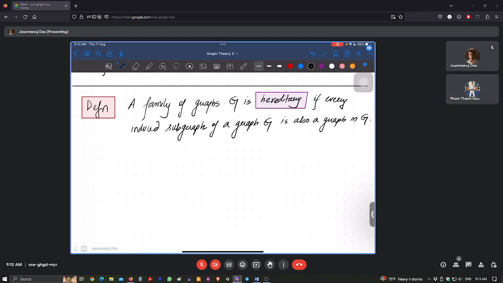Maybe a simple example will be best. Suppose I take this biggest graph, a cycle, a 4-cycle. Then what are the possible subgraphs or induced subgraphs we have? We can have a path of length. Maybe we can draw it better.